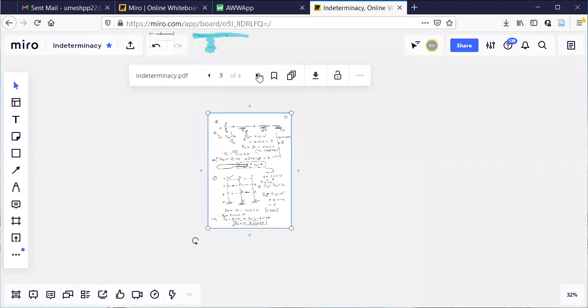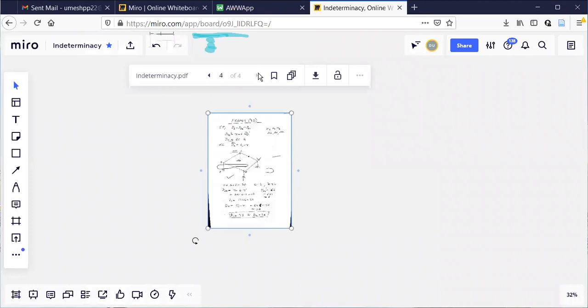Let us go to the next page. I need to stop it because I have exam duty.